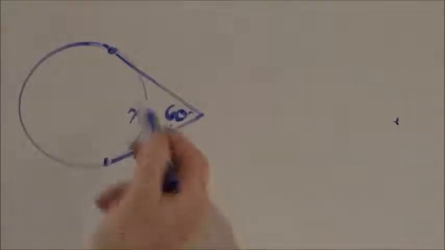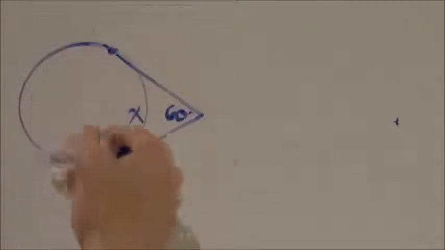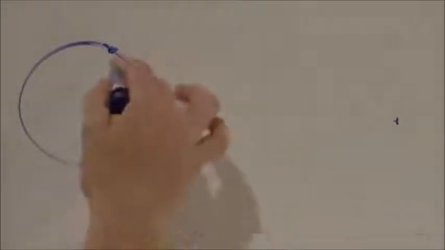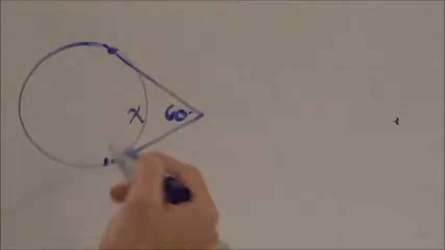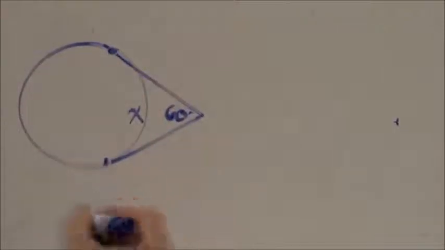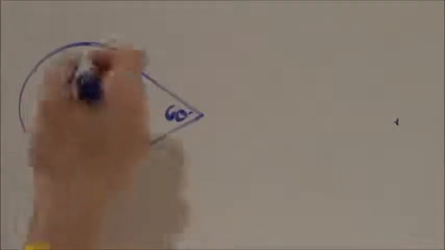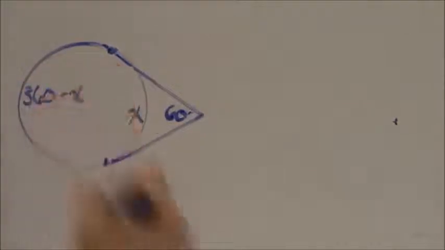Now I need to come up with a term to describe the other arc in terms of x. If this was, let's say, 80 degrees, we would find the other arc by subtracting it from 360. Well, in this case, I don't know what this arc is, so I'm going to subtract the variable from 360 degrees. So the expression for this outside arc would be 360 minus x.